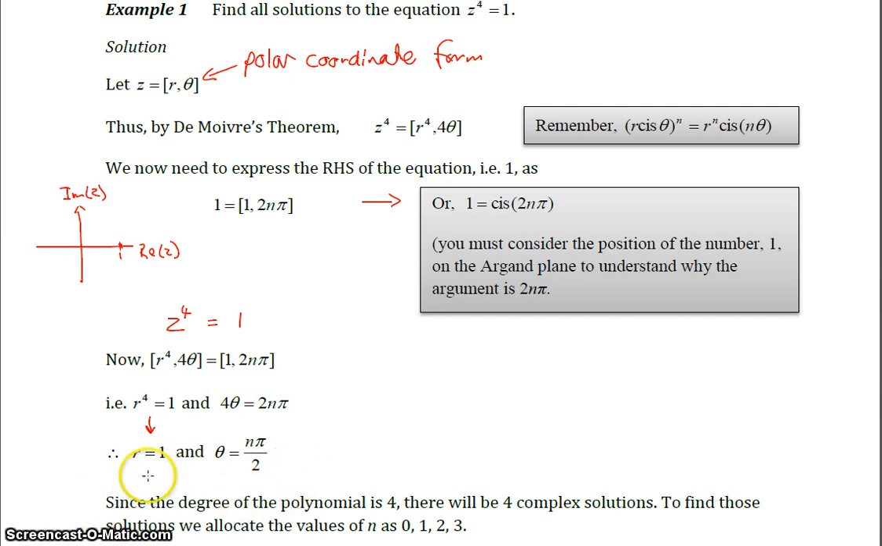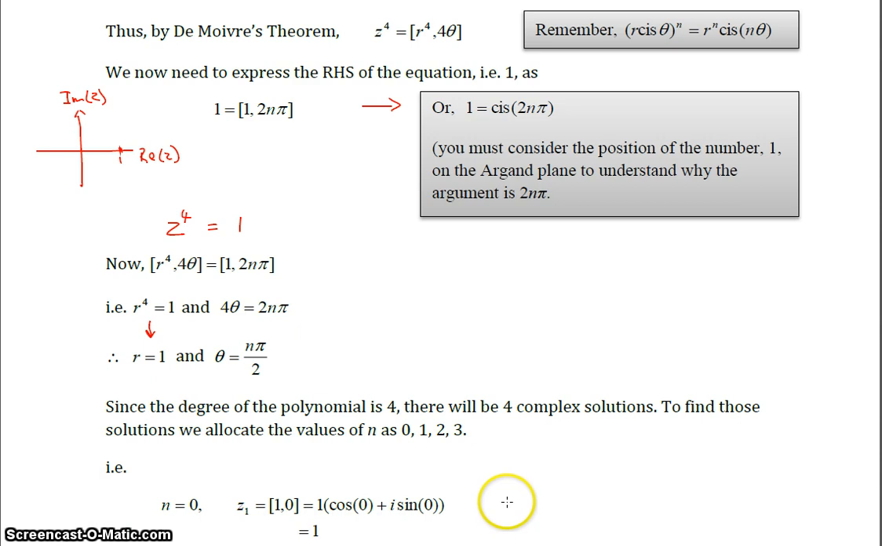Now, what we're going to look at then is our solution to z as we work through different values of n. Since the degree of the polynomial is 4, there will be 4 complex solutions, and so we need to consider the values of n 4 times. It's quite simple to start with a value of 0. So n equals 0, 1, 2 and 3 will give us our 4 solutions.